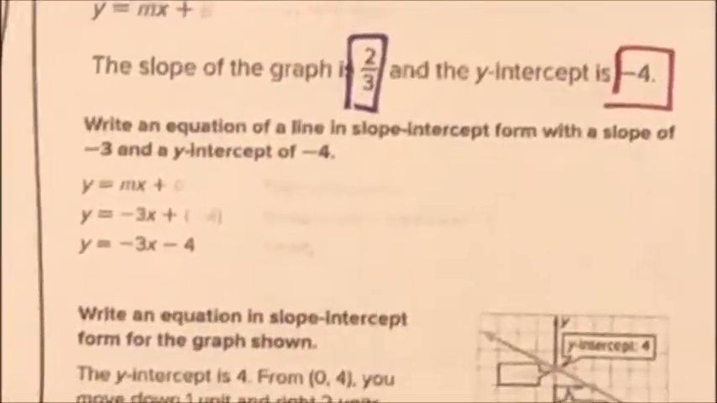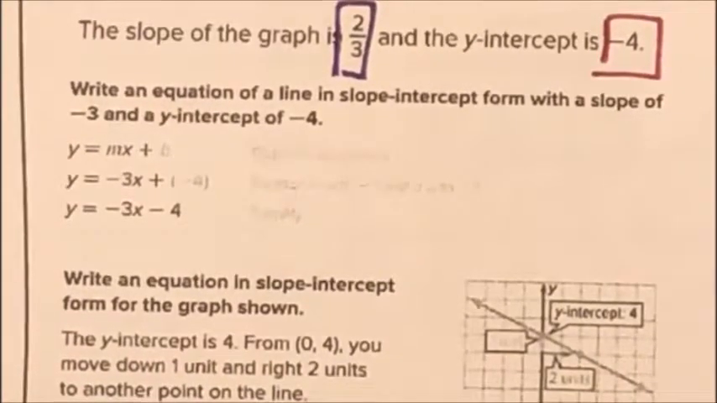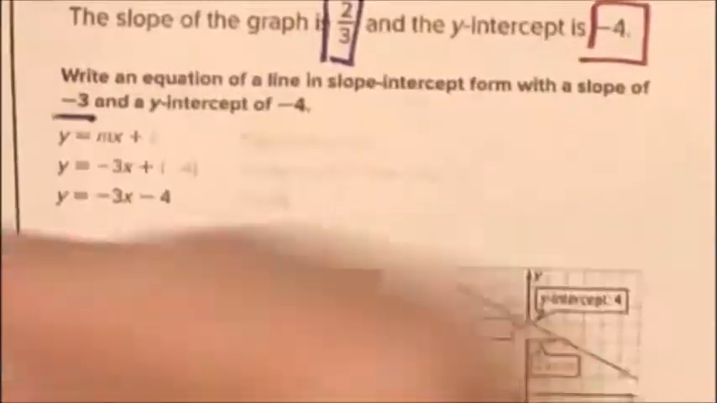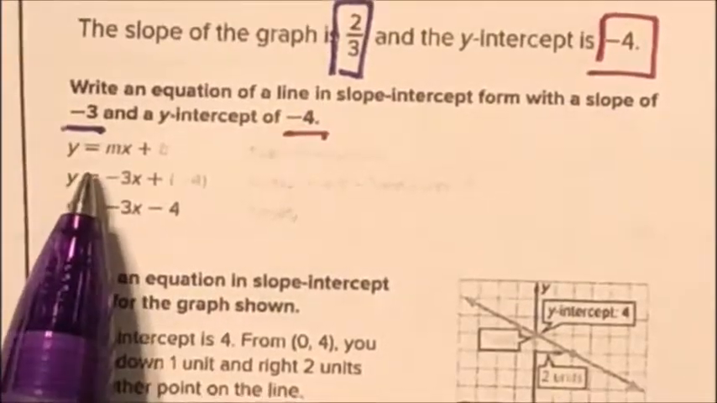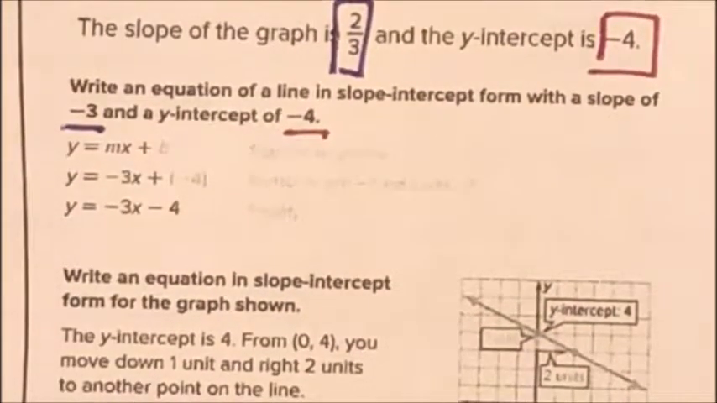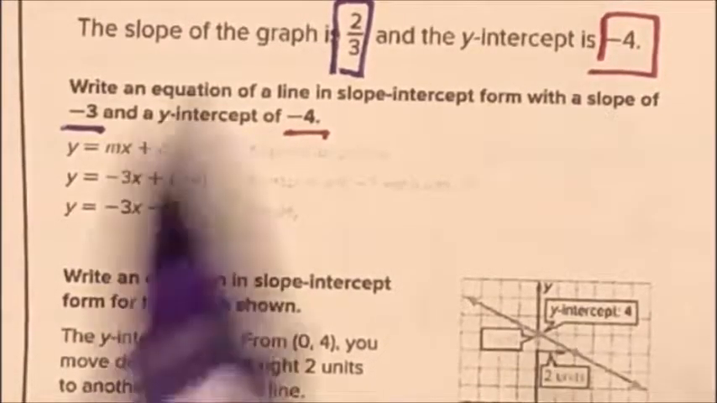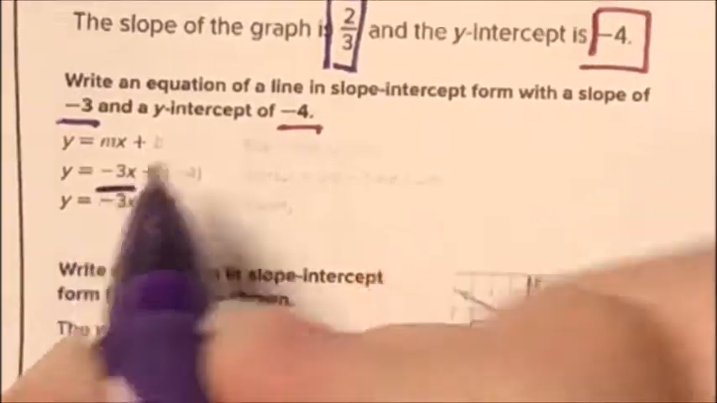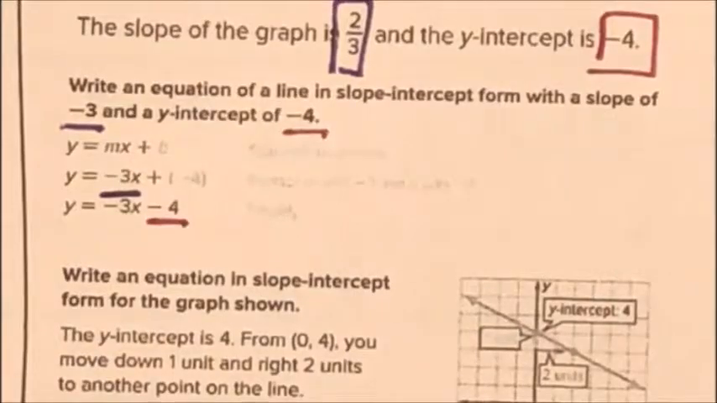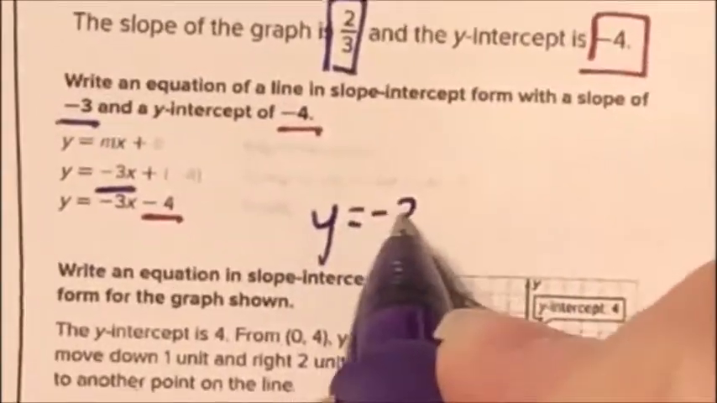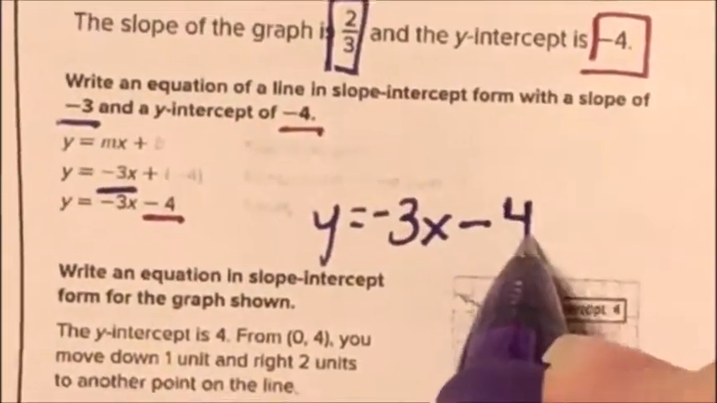Next example, I want to write an equation of a line in slope-intercept form with a slope of -3 and a y-intercept of -4. So slope of -3, y-intercept of -4. Okay. So I take my y equals mx plus b formula and I just plug in what they give me. So I plug in -3 for my slope. So I get y equals negative 3x, and then I plug in my b, which is minus 4, so my equation is y equals negative 3x minus 4.